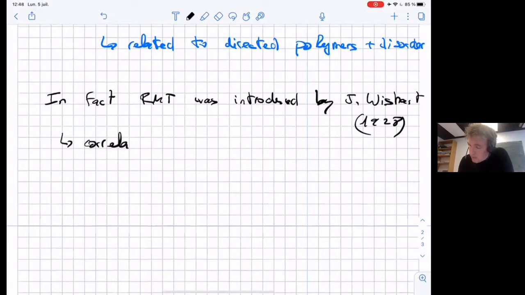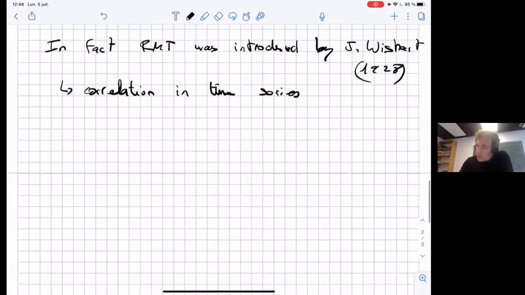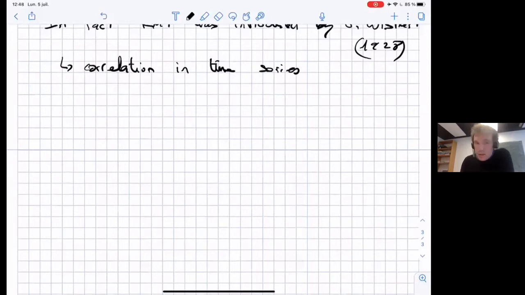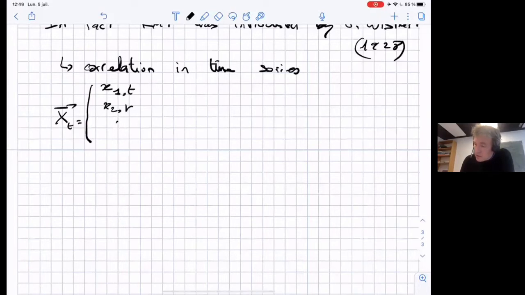And basically what he was interested in was correlations in time series. So basically, what you can have in mind is that you suppose that you have, say, a vector, let me denote it as x of t, and it has, say, n components. So you look at what happens at a given time t. You will have x1, x2, and so on. So you have a set of data.